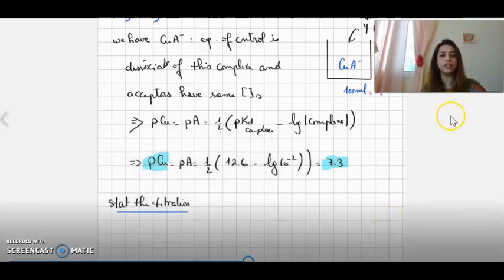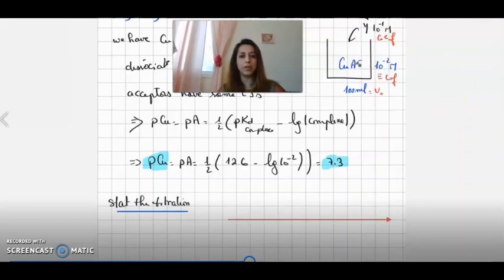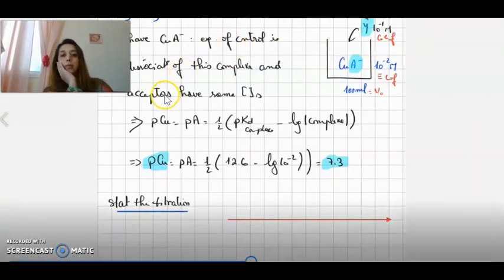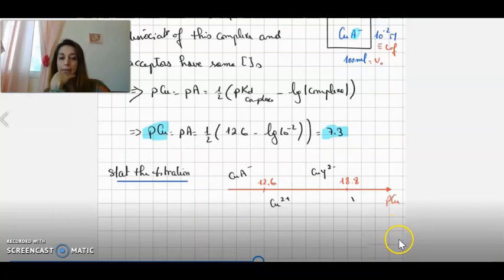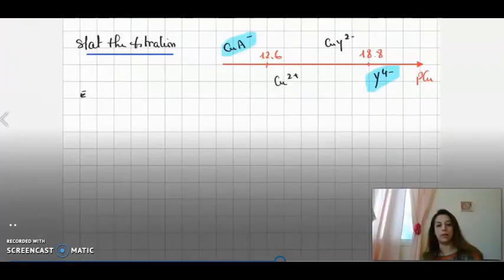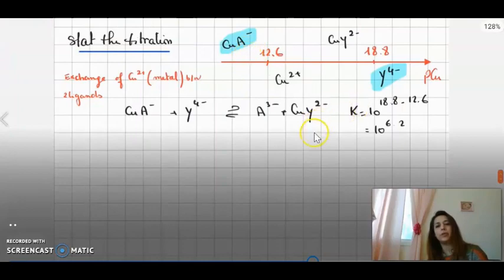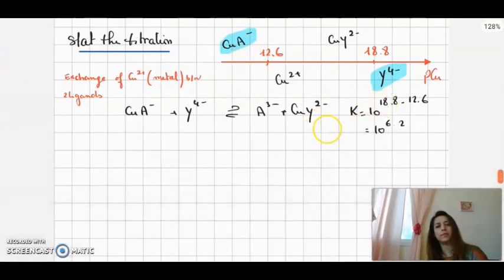So starting the titration, in my beaker I have CuA-, and I have two ligands, Y4- and A3-. These two ligands will exchange Cu2+. As they exchange Cu2+, my scale will be the pCu scale. I put both couples over the scale. I have in my medium CuA- and Y4-. So my reaction will be between the most acceptor and the most donor, between CuA- and Y4-.